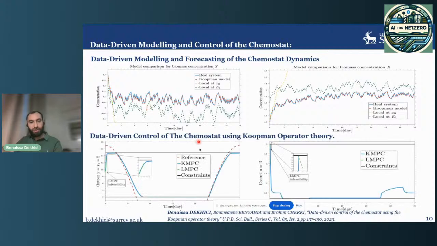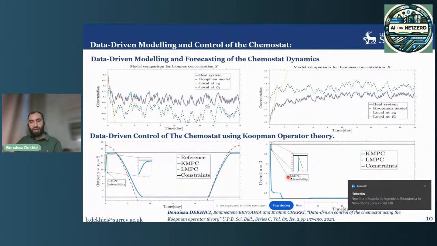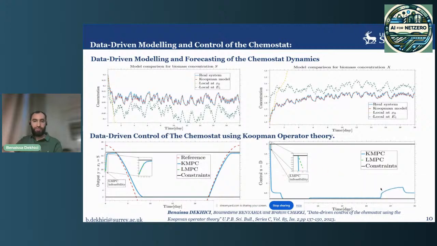And also we have used a restricted measurement scheme. We have measured just the substrate in order to control the output. Of course, in our case, this is the substrate. And also we have compared Koopman MPC to the linear MPC, where linear MPC takes advantage of a local linearization of the dynamics of the chemostat model. You can see that the Koopman MPC is following this time-varying reference tracking here, without violating any constraints. And the linear MPC was not even capable of working really well, even with infeasibility.